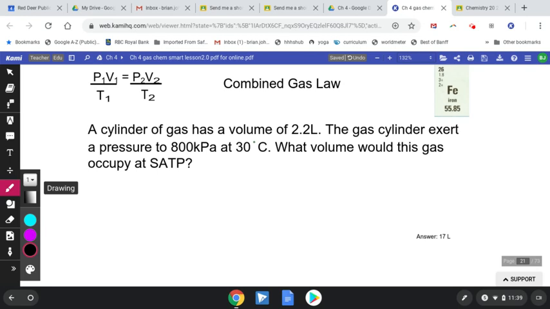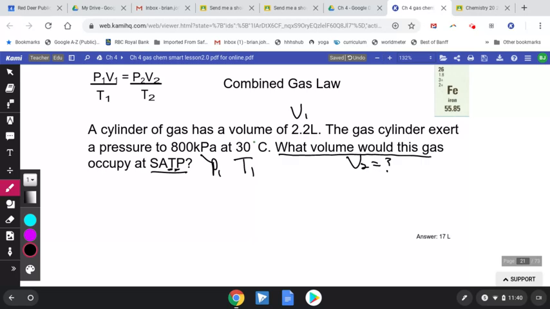Okay. A cylinder of gas has a volume of 2.2 liters. So we'll call that condition 1. It's at this pressure and this temperature. What would be the new volume? So we're looking for volume 2 if it's at this temperature and this pressure. So SATP, you don't have to memorize it. You can look it up, which I'm doing right now on the back of my Chem 20 periodic table, the data sheet on the back.